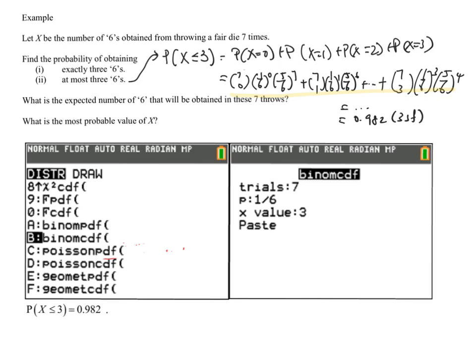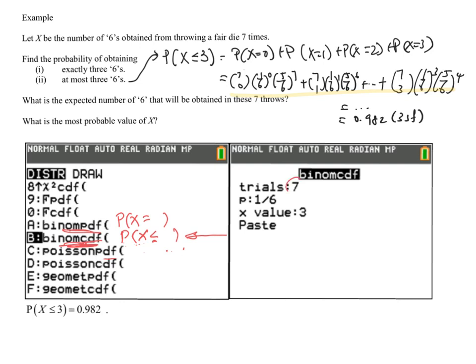Over here, this should be binomial PDF, right? We want to find probability x equals to something. If we want probability x less than or equals to something, we use the binomial CDF. If you remember in the earliest topic, we talked about the cumulative distribution function. So the CDF here represents cumulative. Over here we select the binomial CDF.